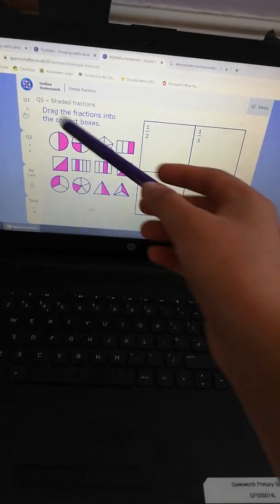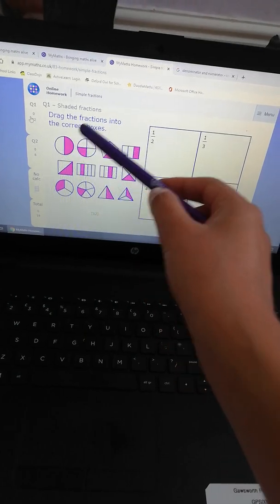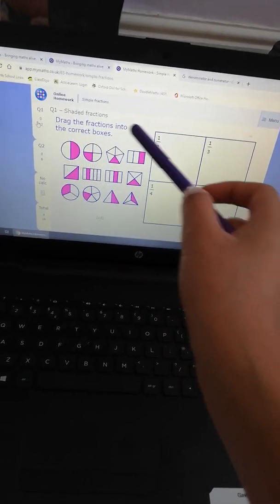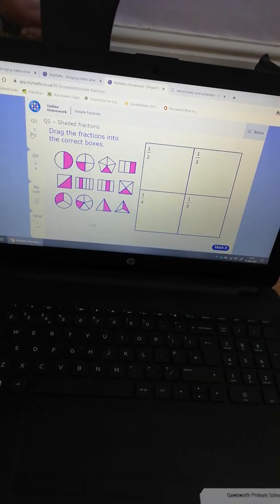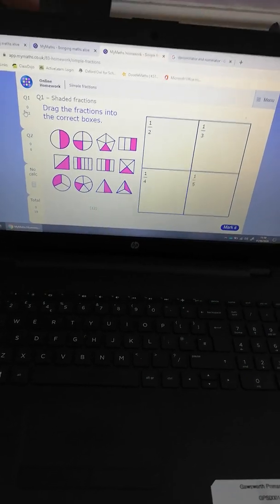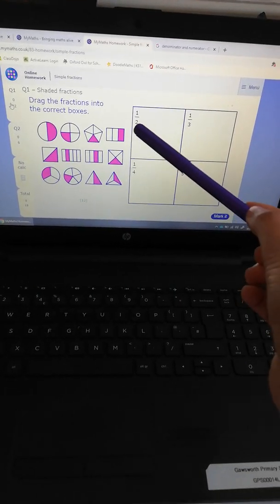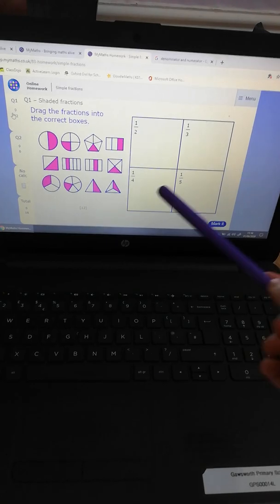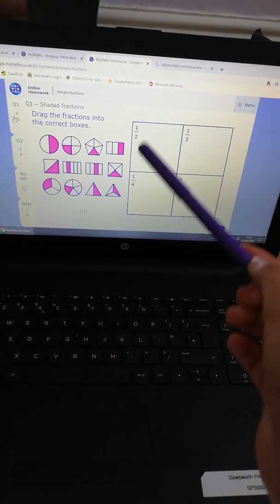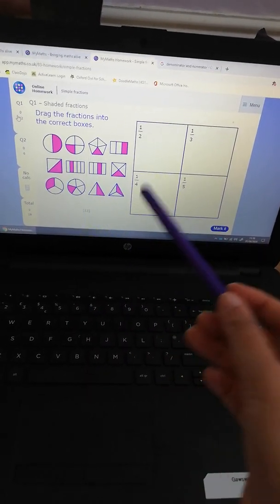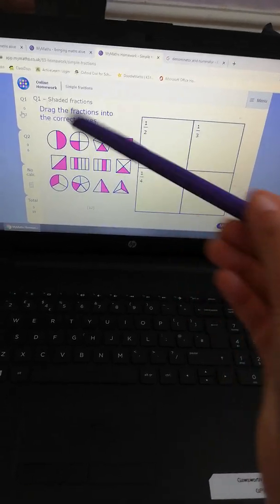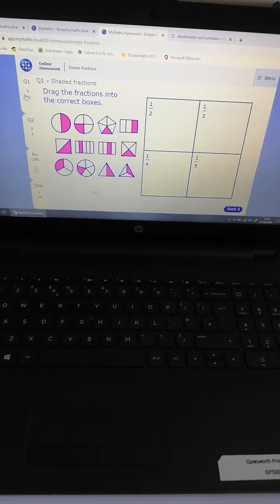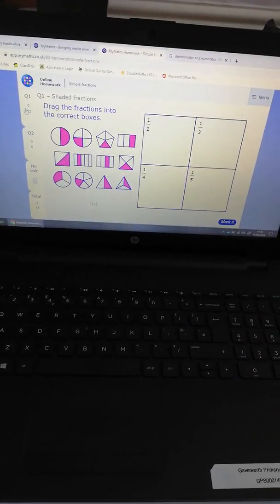It's up to you whether you want to start off by looking at the shape and then putting it in, or looking at the fraction and finding the shape. That's up to you. But just remember that the denominator, the number at the bottom, tells us how many parts altogether, including the coloured part, and the numerator tells us how many of those parts are coloured in. Okay?